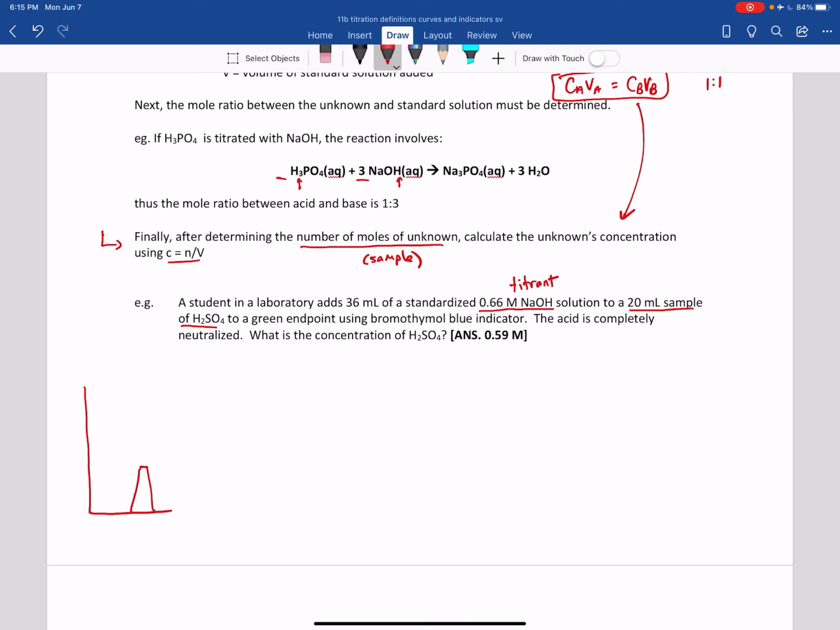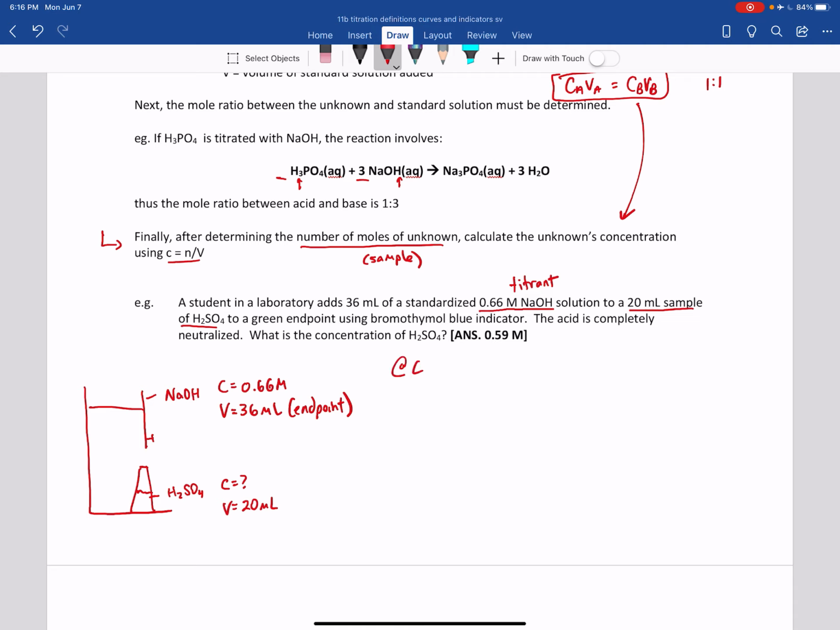An Erlenmeyer flask holds our acid sample, which is sulfuric acid. We don't know its concentration, which is why it's the sample, but we know its volume is 20 milliliters. Then above that, we have the titrant, which in this case is the sodium hydroxide, because we know its concentration and we know its volume. Now remember what the volume represents. That's how much it took to get to the end point and cause a color change, which represents the equivalence point.